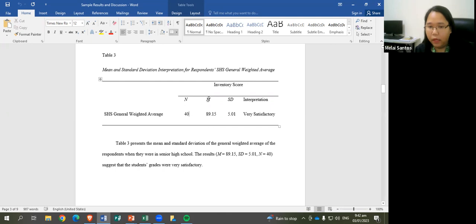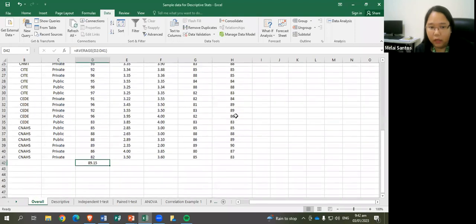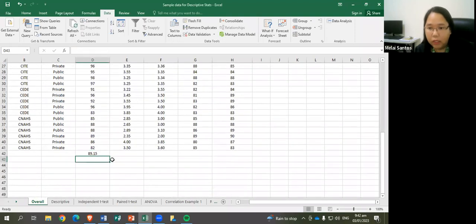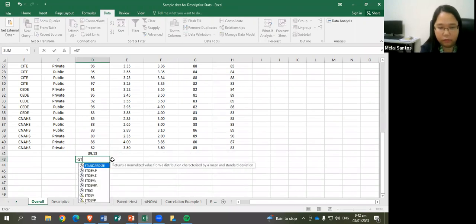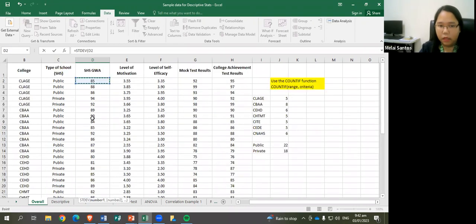40. And then you have the mean, which is 89.15. Now, there is an SD here, standard deviation. And it's not here. Where do we get that? We can get that by using the standard deviation function. So STDEV, sorry. Then same thing, highlight.